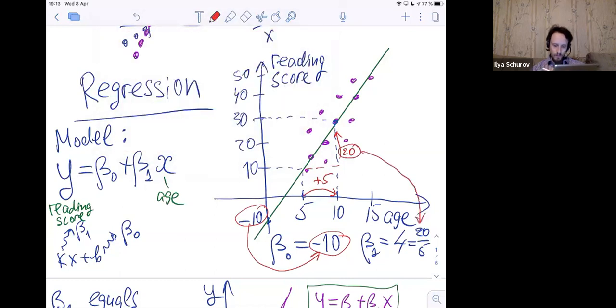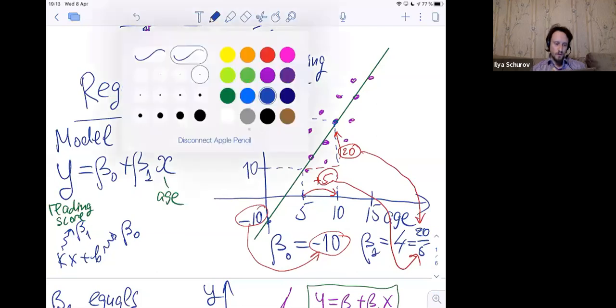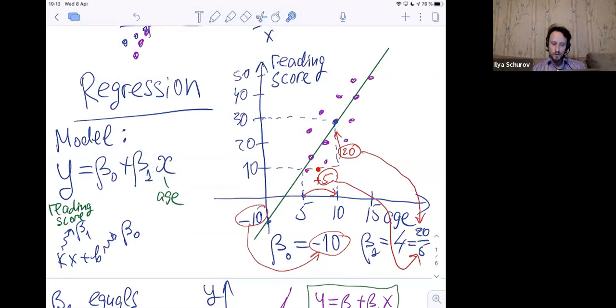This 20, and this 5. Yes, it always can be solved in this way because you just have the relation that if I increase x by 1, I should increase y by beta 1. If I increase x by 5, I will increase y by beta 1 five times. So to find beta 1, I have to divide this increase by this increase.